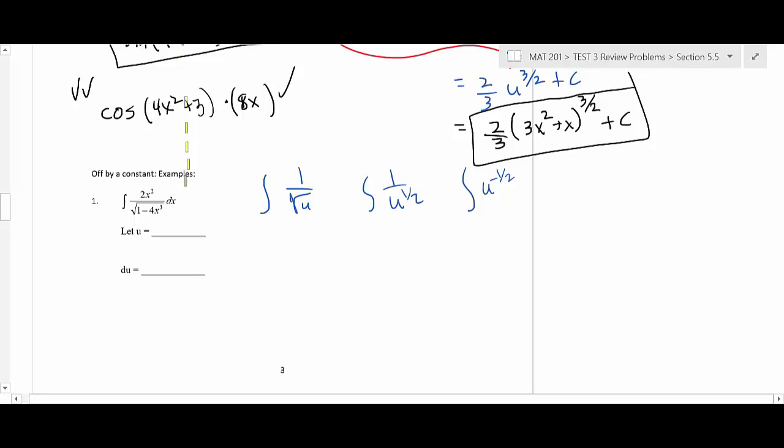So let's try this and see what happens. I'm going to try to let that be u, and sometimes you're going to pick the wrong thing, and you'll know that. So that's 1 minus 4x to the 3rd. Tell me what du is.